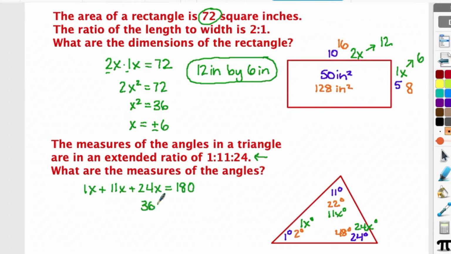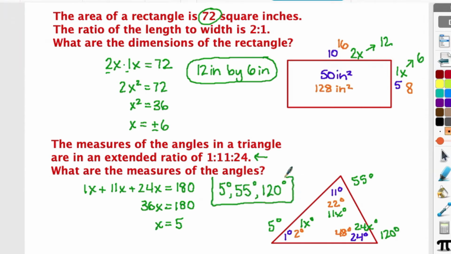If I combine my like terms here and solve, I find out that my scale factor is 5, which means if I take that extended ratio and multiply by 5, I'll have those 3 angle measures. So 1 times 5 is 5 degrees, 11 times 5, 55 degrees, and 24 times 5, 120 degrees, and 5 plus 55 plus 120 is 180, and is also in a 1 to 11 to 24 extended ratio.